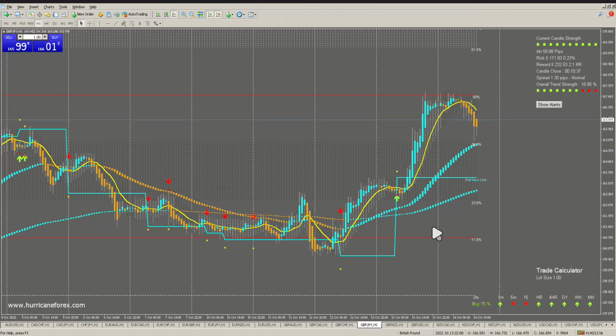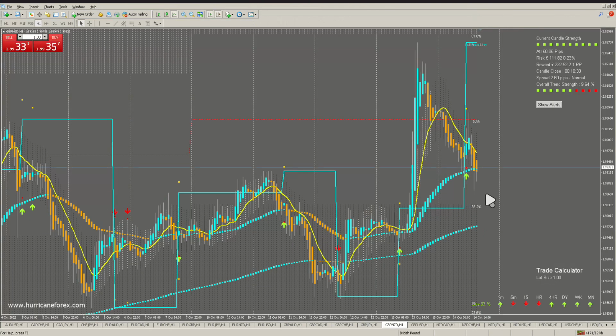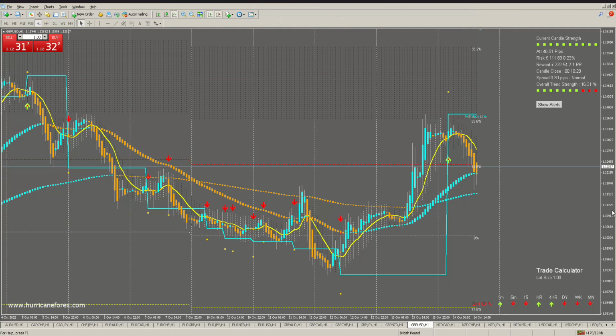Okay, if you're seeing signals and there's a flat market, then just wait. You don't have to take them now. Wait for something to break, for instance.